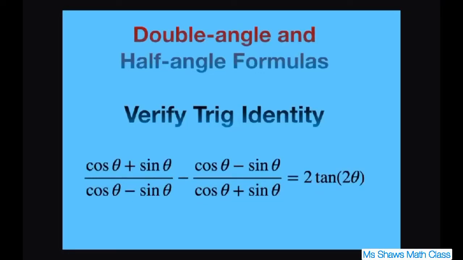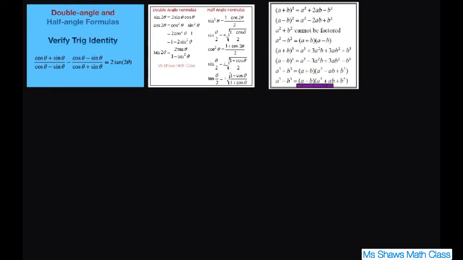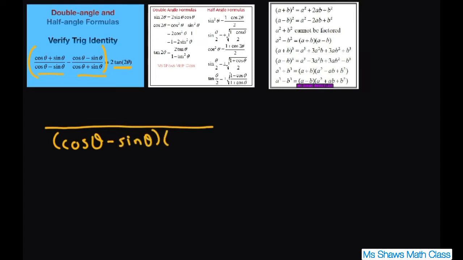Hi everyone, we're going to verify this trig identity, and we want to have this left-hand side look like 2 tan 2 theta. So the first thing I'm going to do is get my common denominator. I'm working on the left-hand side here, and eventually we want to come up with that. So the common denominator for this part is these two multiplied together. So cosine of theta minus sine of theta times cosine of theta plus sine of theta.